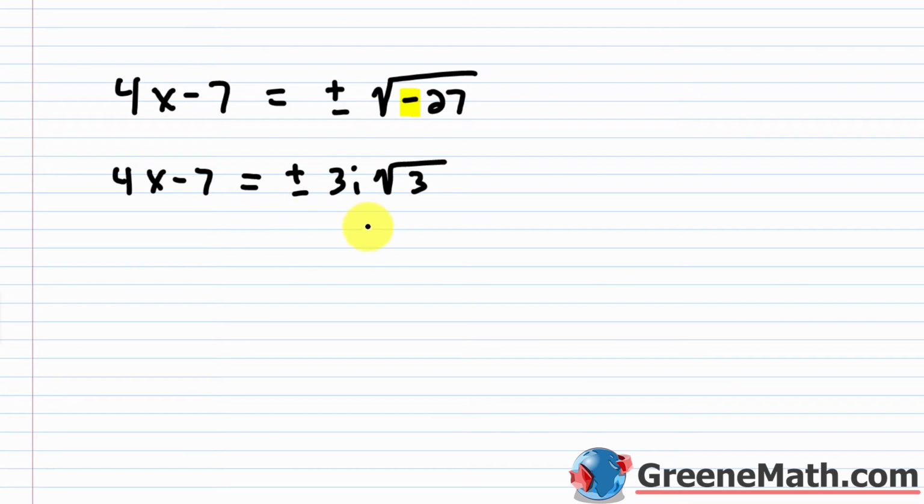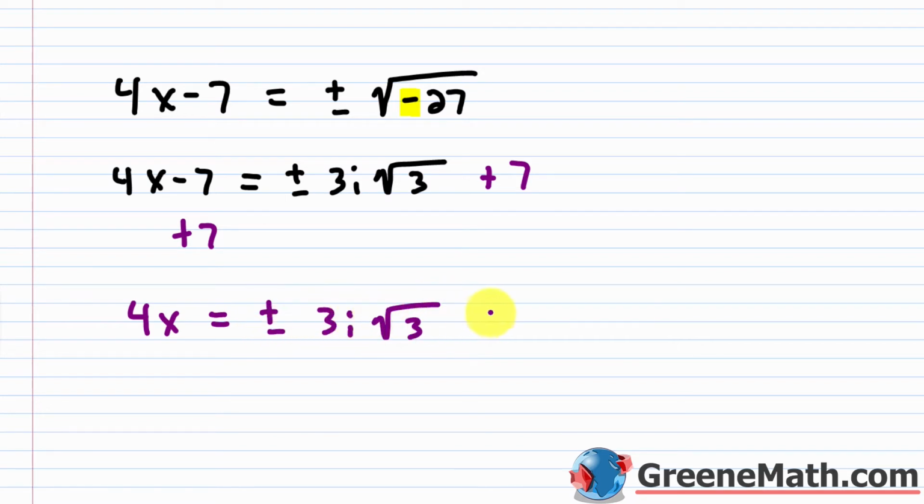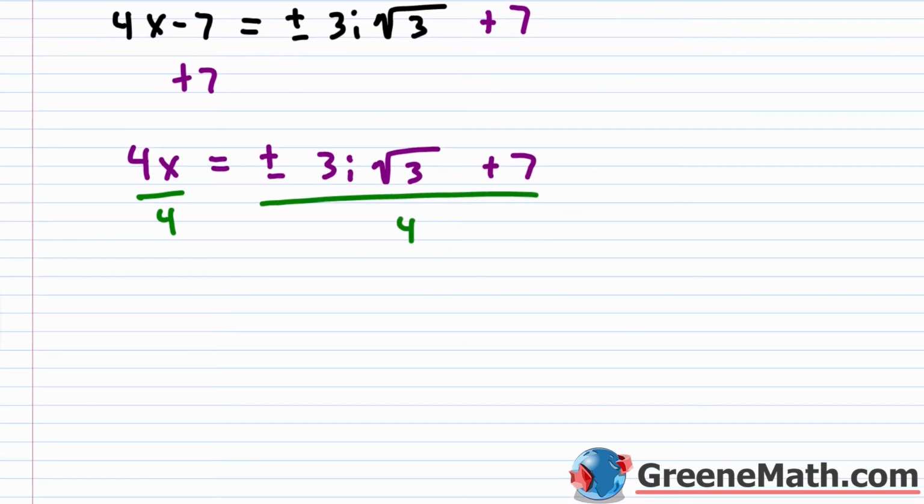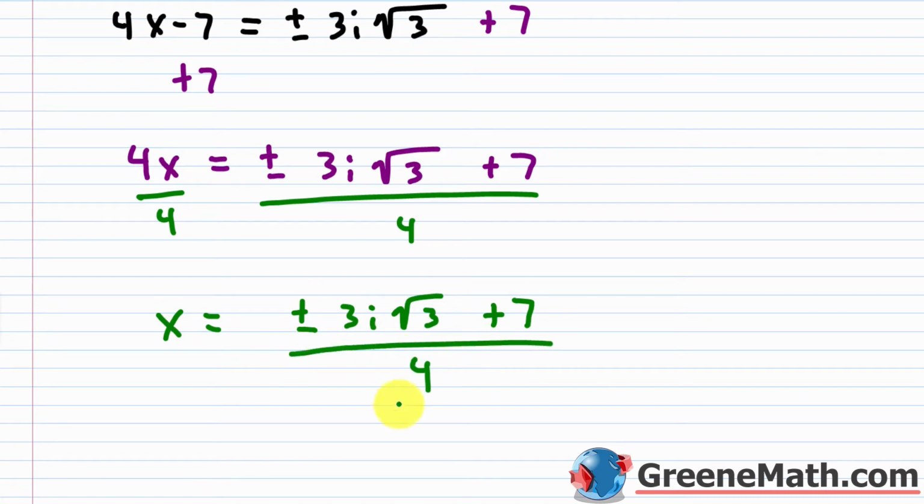And again, we can do it in a quicker way by just not splitting this up. So I'm just going to add 7 to each side of the equation here. And I'll say this is 4x is equal to plus or minus 3i times square root of 3 plus 7. And then to finish this up and to solve for x, I'm going to divide both sides of the equation by 4. And that's going to give me a final answer here of x is equal to plus or minus 3i times square root of 3 plus 7 all over 4, okay?